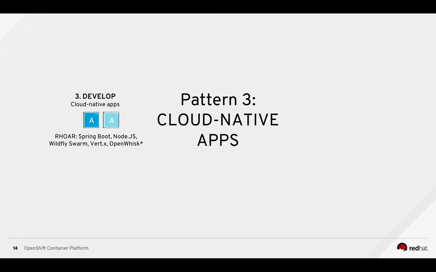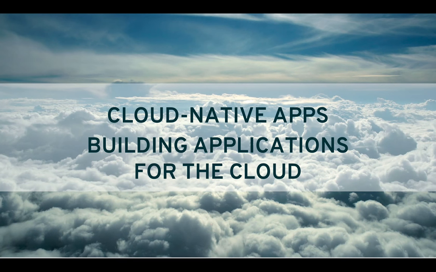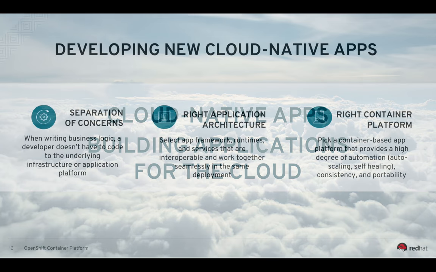The third pattern is cloud native applications. Cloud native applications are those which specifically are built to take advantage of the cloud models. Cloud native is not just about where applications are run, but more about how apps are built, deployed, and managed in order to take advantage of the elasticity and agility of the cloud.